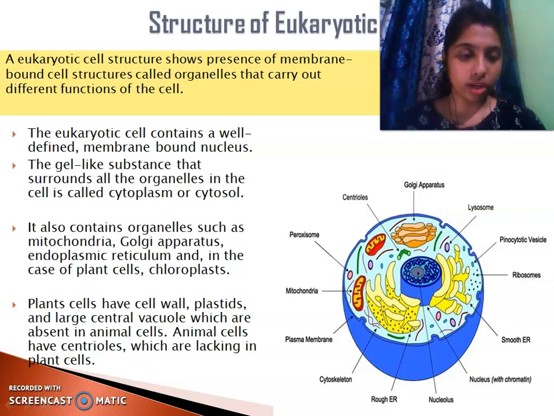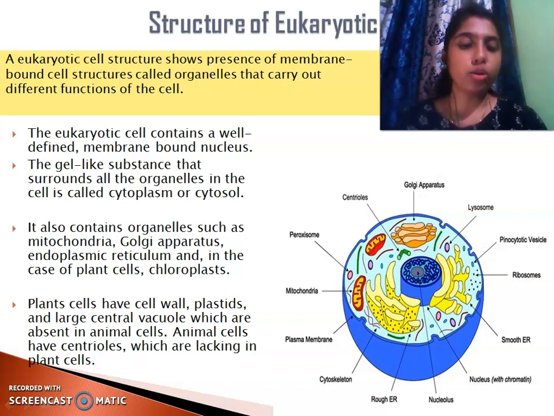So in the diagram also it is evident that the nucleus, that is the blue colored structure present at almost the center of the cell, you can see, right? So that nucleus is surrounded by a nuclear membrane and it is termed as true nucleus. And inside the nucleus you can see some thread-like structures. These are nothing but the genetic material packed in the form of chromosomes.